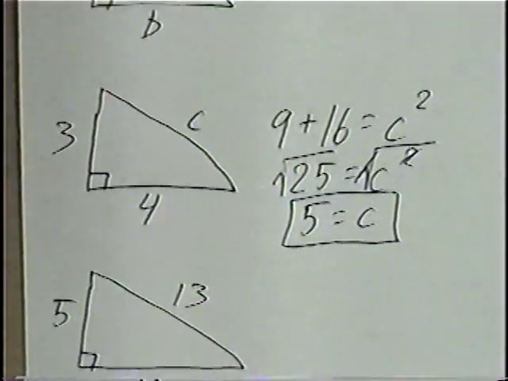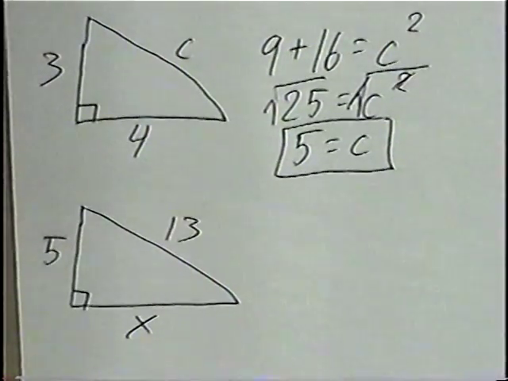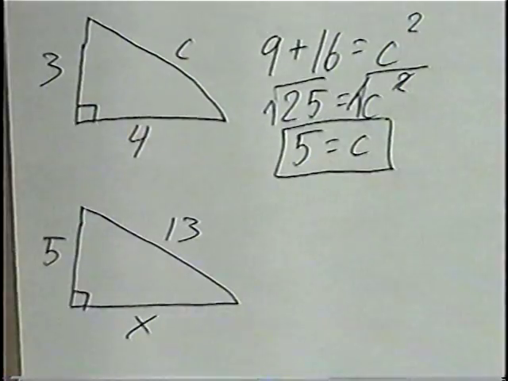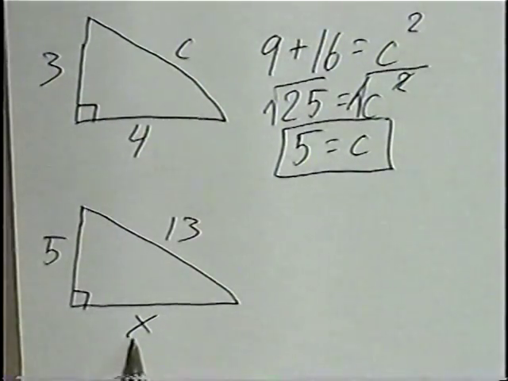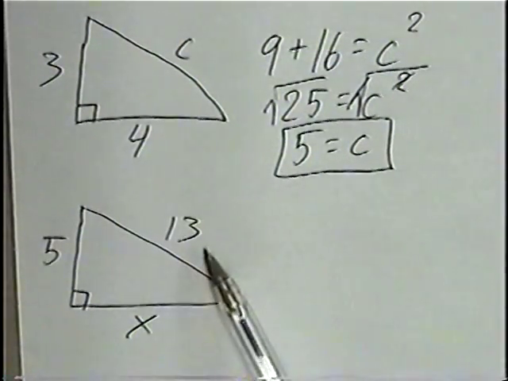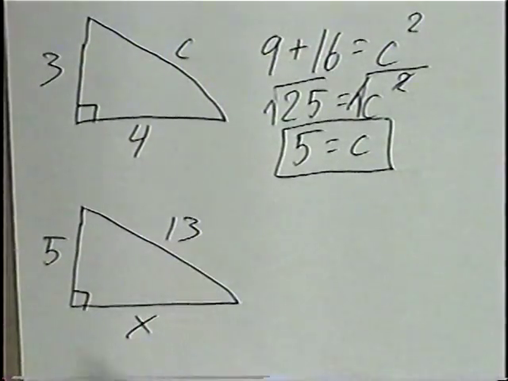Second question, and last question for this section. Again, we have a right triangle with a right angle. The two short sides are 5 and x, and the long side, called the hypotenuse, across from the right angle is 13.